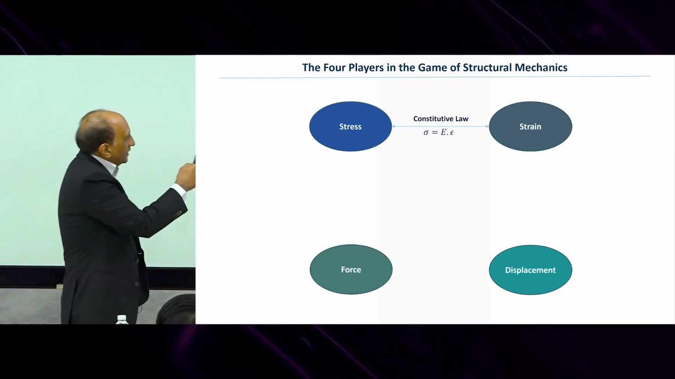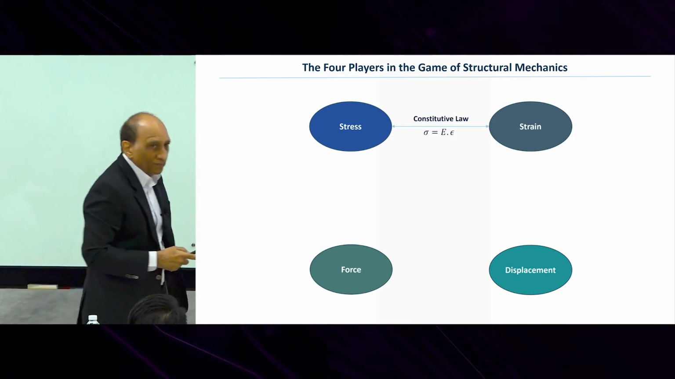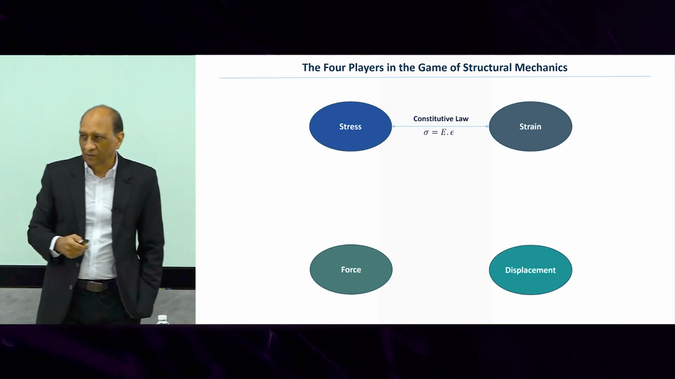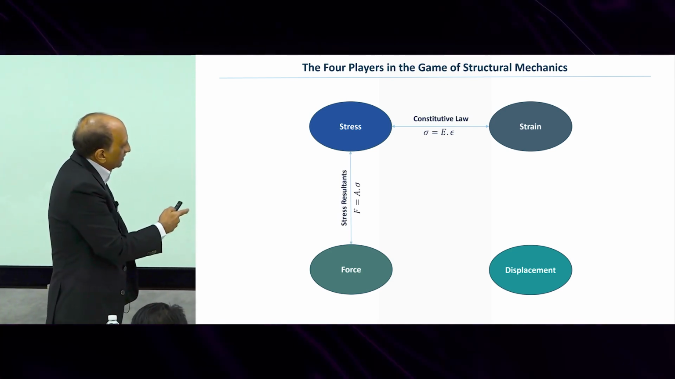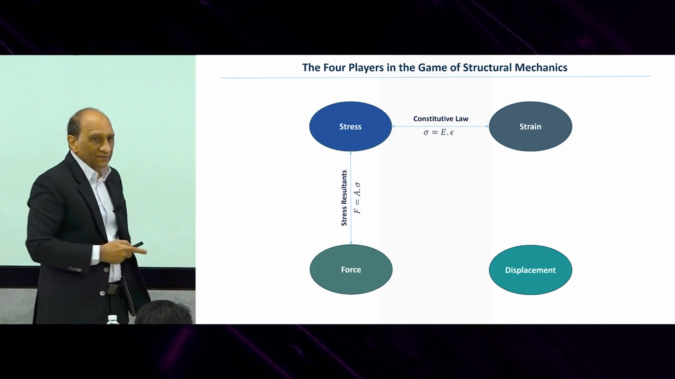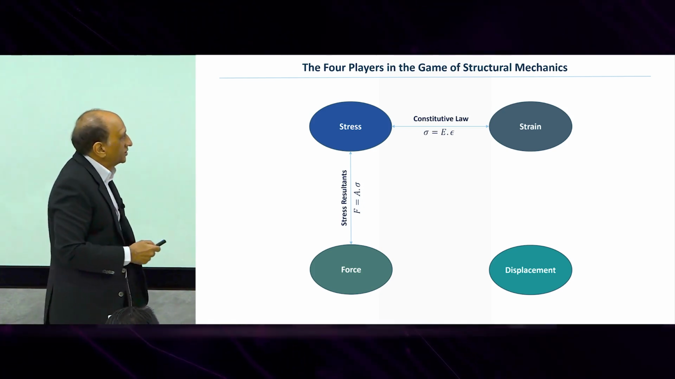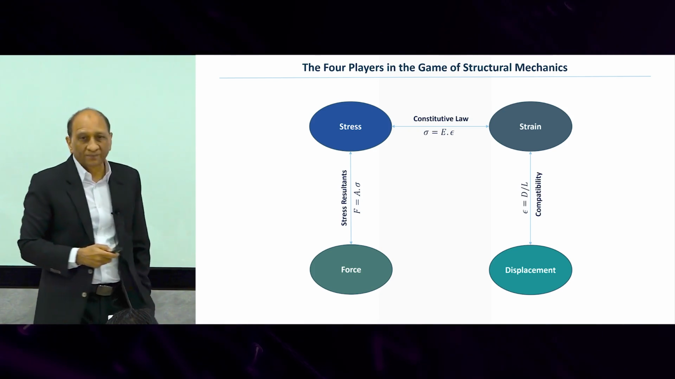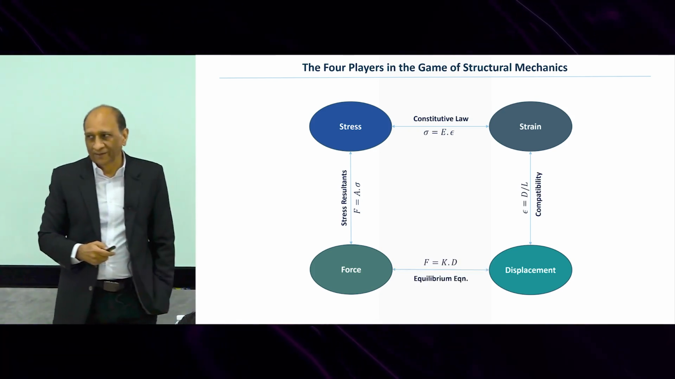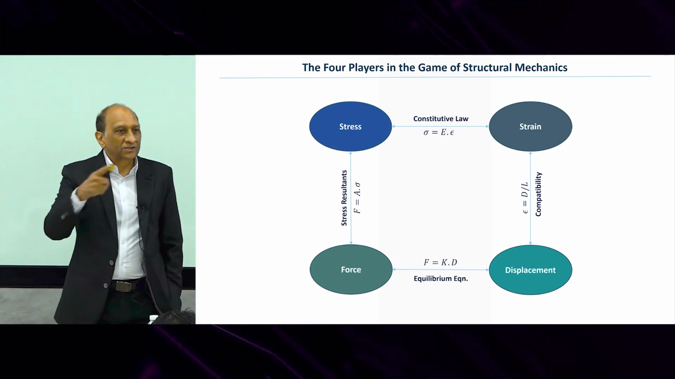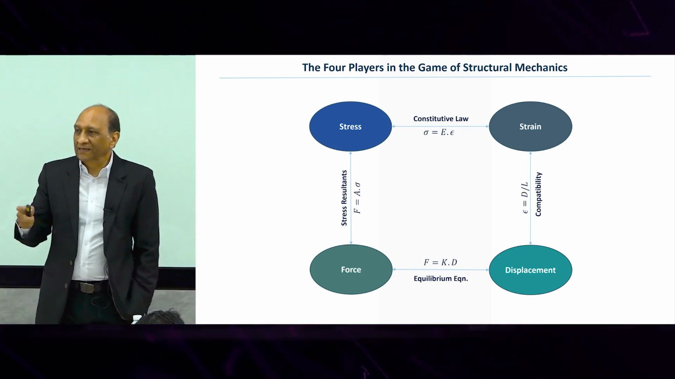So for example, stress and strain is a constitutive law. Stress and strain, we all know the basic law is there. The relationship between stress and force is stress resultant. The relationship between strain and displacement is compatibility. And then the relationship between force and displacement is equilibrium. So we have these 4 relationships that exist between them.